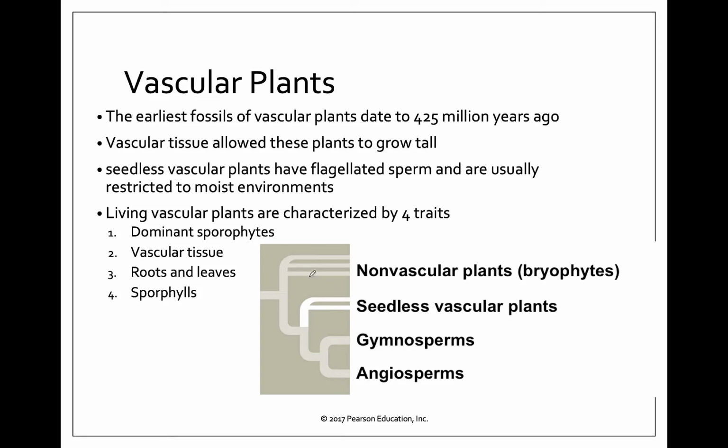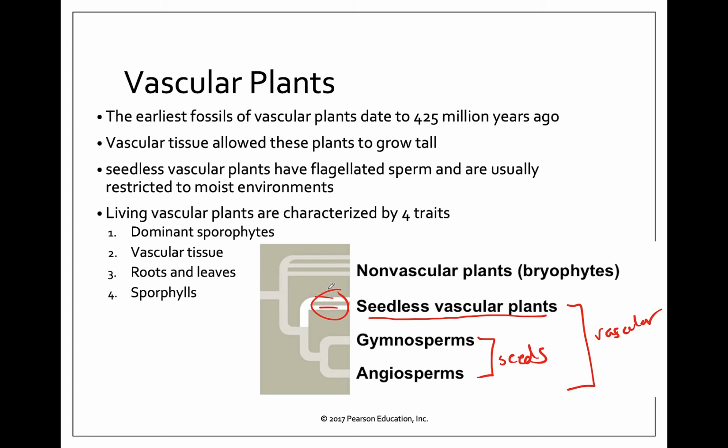So the next group of plants we're going to look at are the seedless vascular plants. Remember, all of the rest of the branches are vascular. So this means we're going to start to see true roots and true vascular tissue. And these two have seeds, which means that these are the seedless vascular plants.